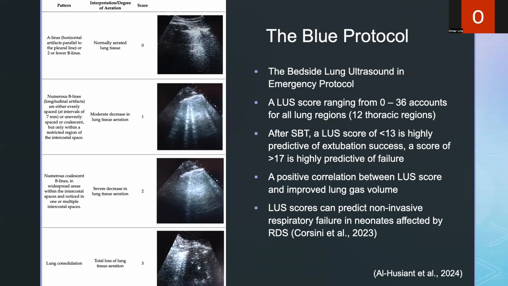Lung ultrasound scores can predict non-invasive respiratory failure in neonates affected by respiratory distress syndrome that can lead to preemptive surfactant therapy.